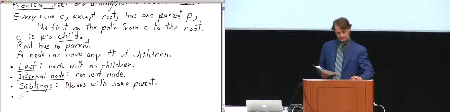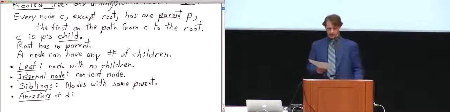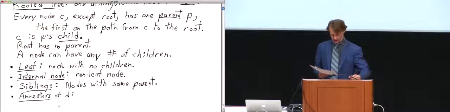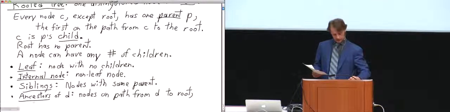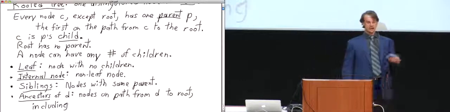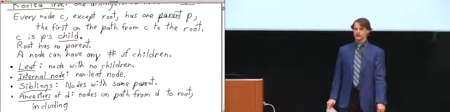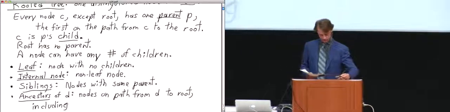We will often talk about the ancestors of a node, call it D. And the ancestors are all the nodes on the path from D to the root. And that includes, well, it includes D's parent and D's parent's parent and D's parent's parent's parent and so on, and the root. But it also includes D itself.